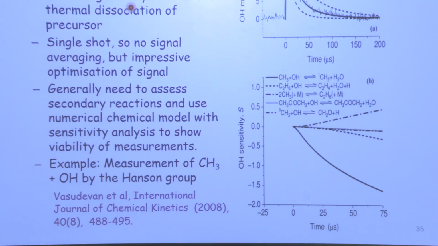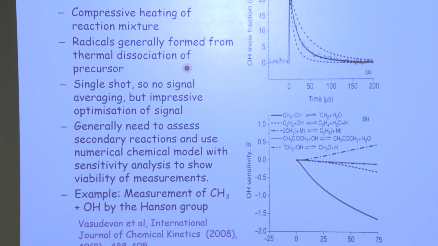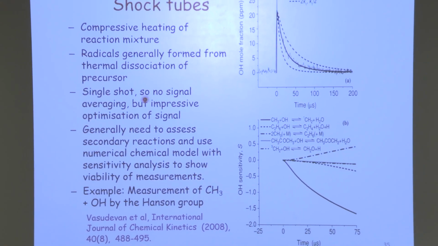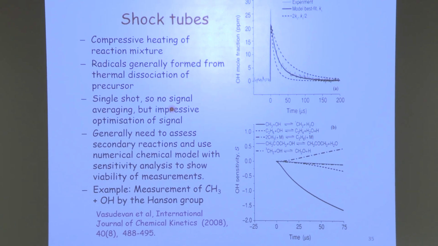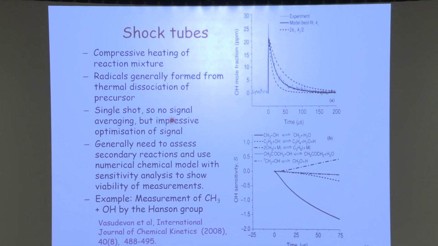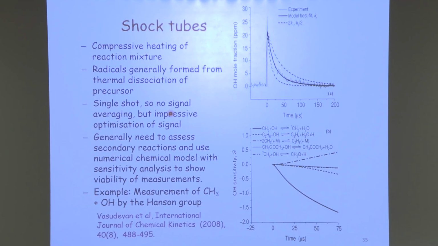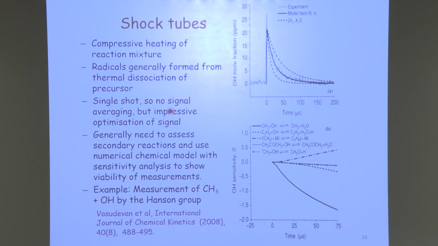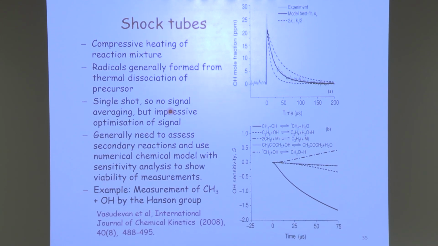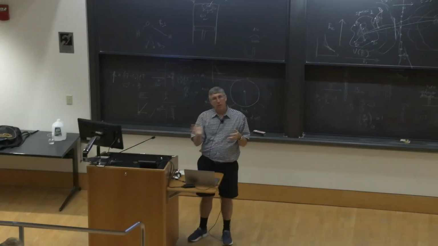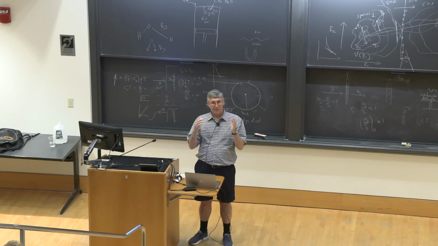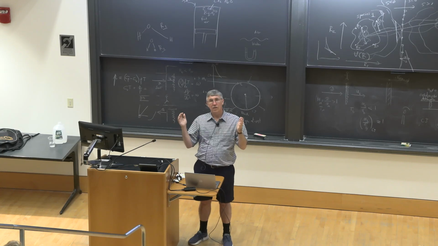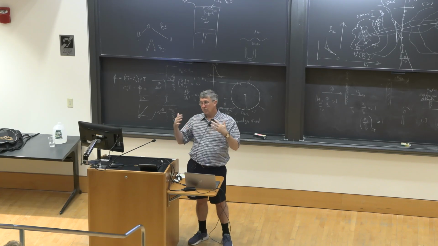So you typically make radicals from the thermal dissociation of the precursor. The way that most of the shock tubes work is called single shots. You just break the diaphragm. Once you break it, you can't make it again. So you just get one data point from that one passing of that one shock wave, and that's it. And then if you want to do another experiment, you have to pump out the whole thing. You have to put a new fresh diaphragm in and do it again. It might take you half an hour to start another experiment afterwards.